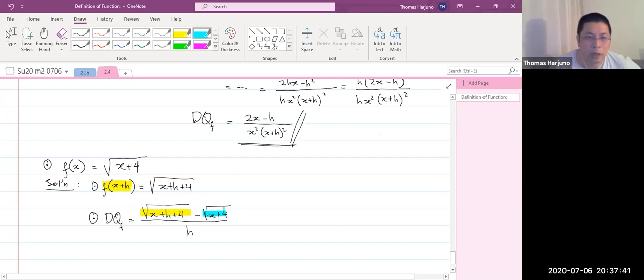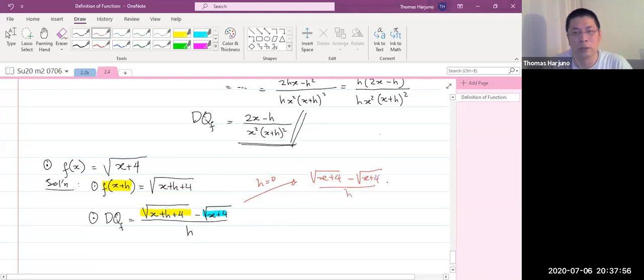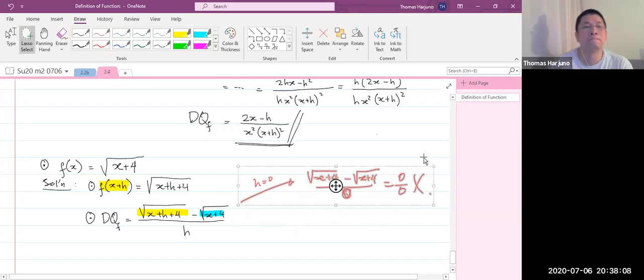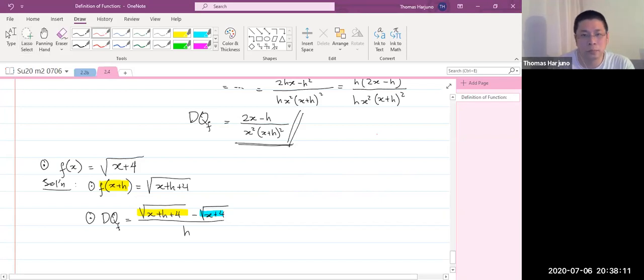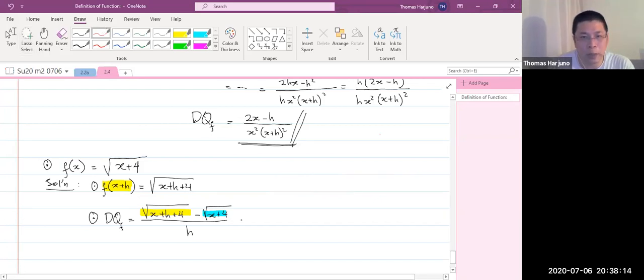Now we cannot stop here because remember, when my h equals 0, I will get square root of x plus 4 minus square root of x plus 4 over 0, right? That's 0 over 0. Now I cannot stop there. I need to simplify. But the problem is, how do we simplify this? To simplify this, we multiply by the conjugate: square root of x plus h plus 4 plus square root of x plus 4.